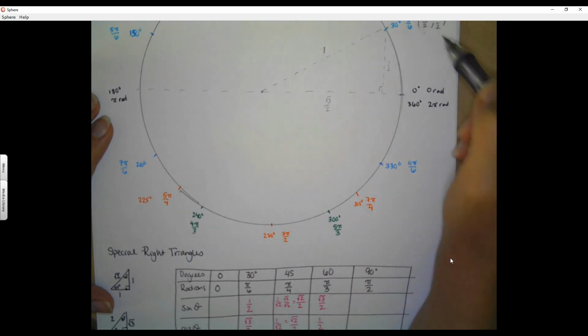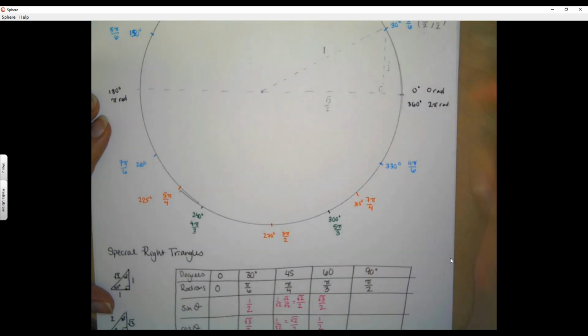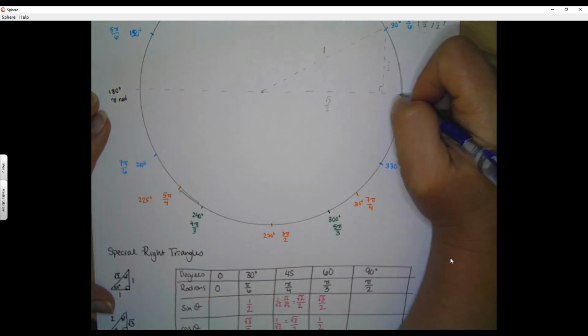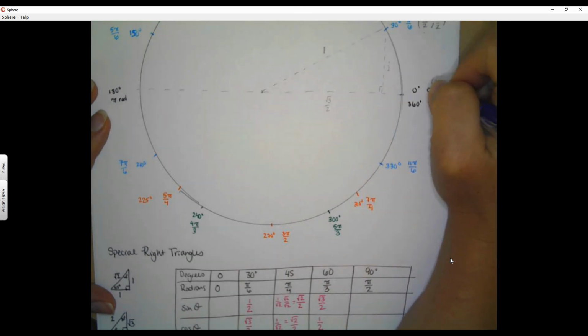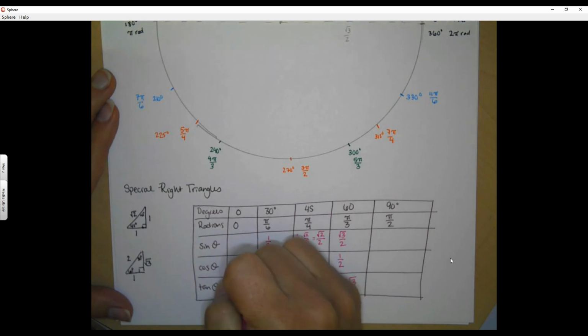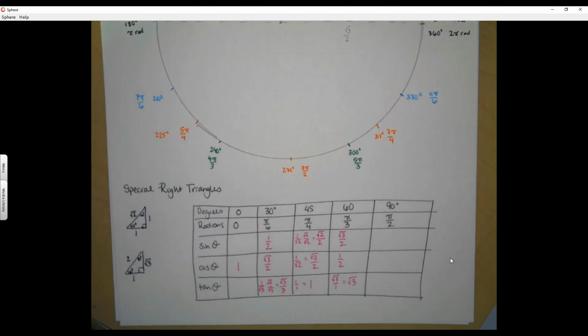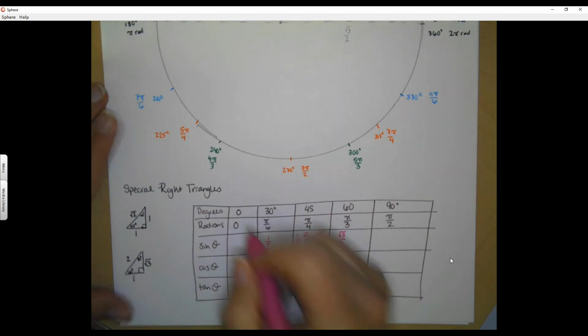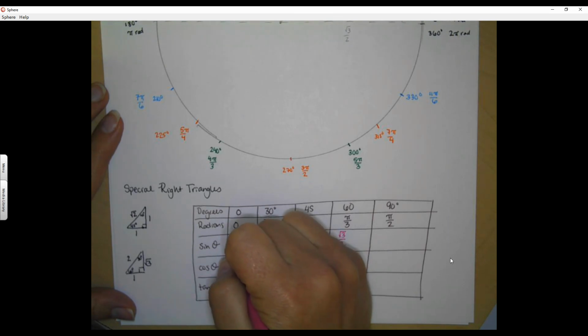So if this is a unit circle with a radius of 1, then right at this point right here, my x coordinate would be 1 and my y coordinate would be 0. And if x is the cosine, then the cosine of 0 is 1. And since sine is the y coordinate, that would be 0 at that spot right there.